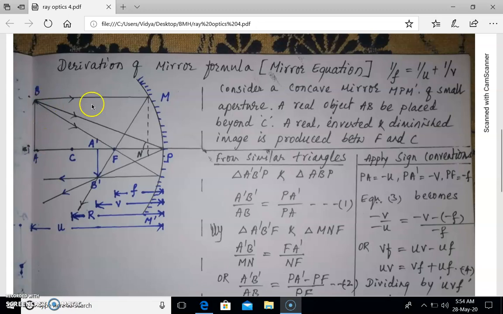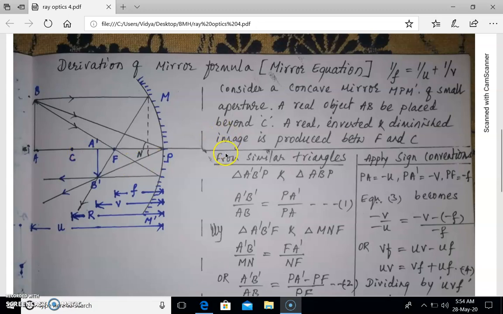Rays advancing from this object undergo reflection at the concave mirror. All the 3 rays intersect each other at a point. Through that point of intersection, a perpendicular A dash B dash is drawn, which provides us the position and nature of the image. The nature of the image is a real, inverted, diminished image formed between F and C.